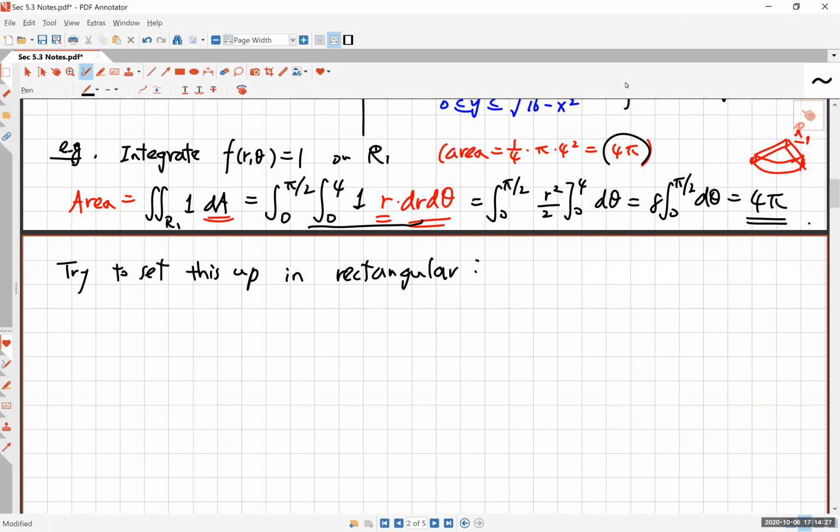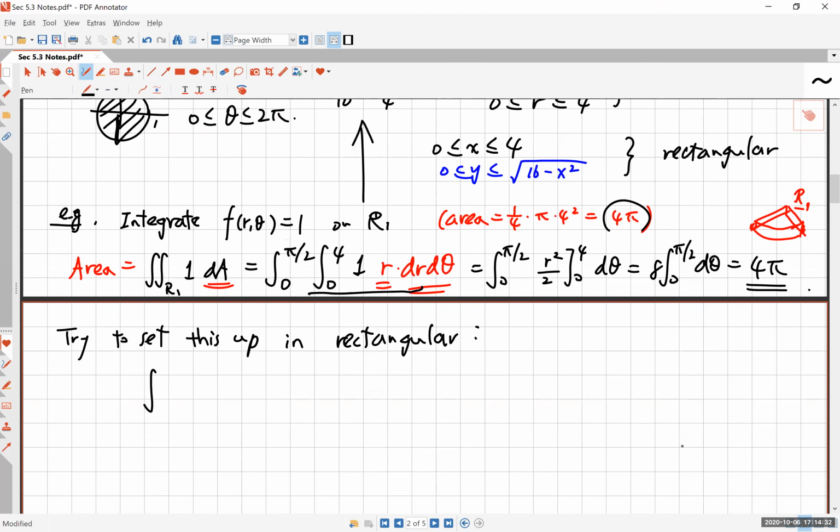All right, so I hope you have learned how to do that. Remember, I already set up these things here for you. It's from 0 to 4. X goes from 0 to 4. Y goes from 0 to the square root of 16 minus x squared. And of course, you have 1 and then dy dx.